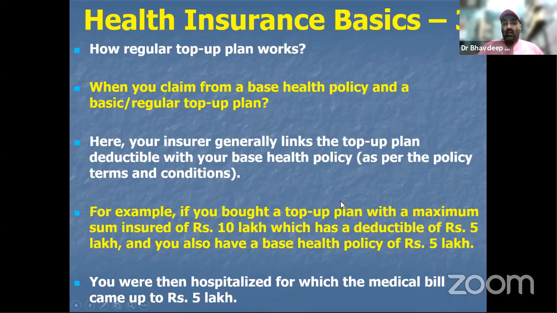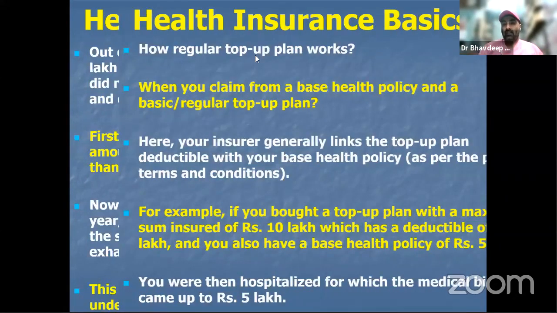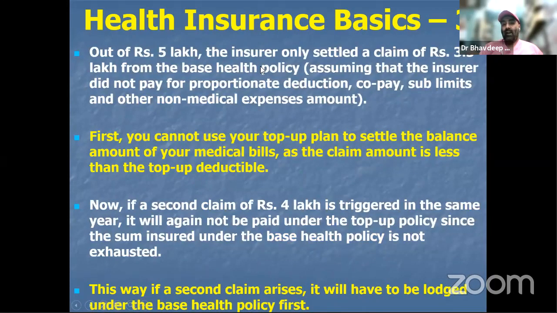But if you bought a top-up plan with a maximum sum insured of 10 lakhs and a deductible of 5, and you have a base policy of 5, and if you were hospitalized and your bill is 5 lakhs, what would happen? Out of those 5 lakhs, if the insurer settles 3.5 lakh from the base, then you cannot use your top up, because he deducted the deductibles, co-pay limits and other things. I gave you an example just now: even if you applied for a bill of 5 lakhs or 4.5 lakhs, your bill was sanctioned for 3.5, maybe because of the clauses in your policy, then 1.5 still remains in your sum insured. So that can be there.